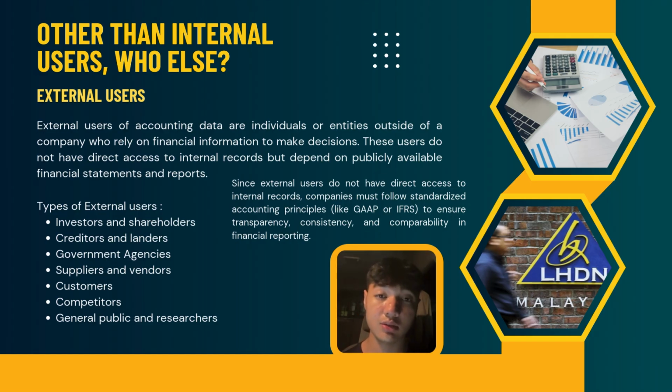Types of external users. The first ones are investors and shareholders, creditors and lenders, government agencies, suppliers and vendors, customers, competitors, and general public and researchers. Since external users do not have direct access to internal records, companies must follow standardized accounting principles like GAAP or IFRS to ensure transparency, consistency, and comparability in financial reporting.